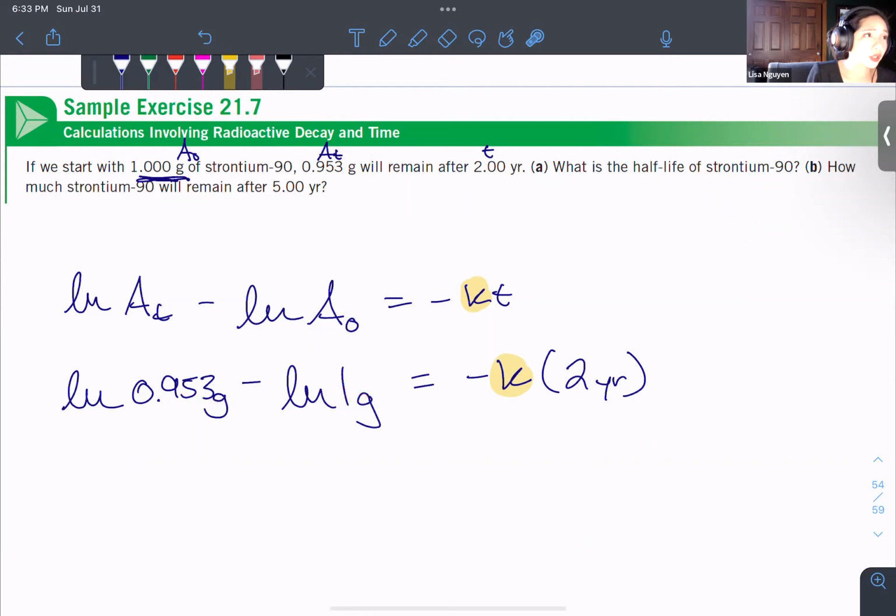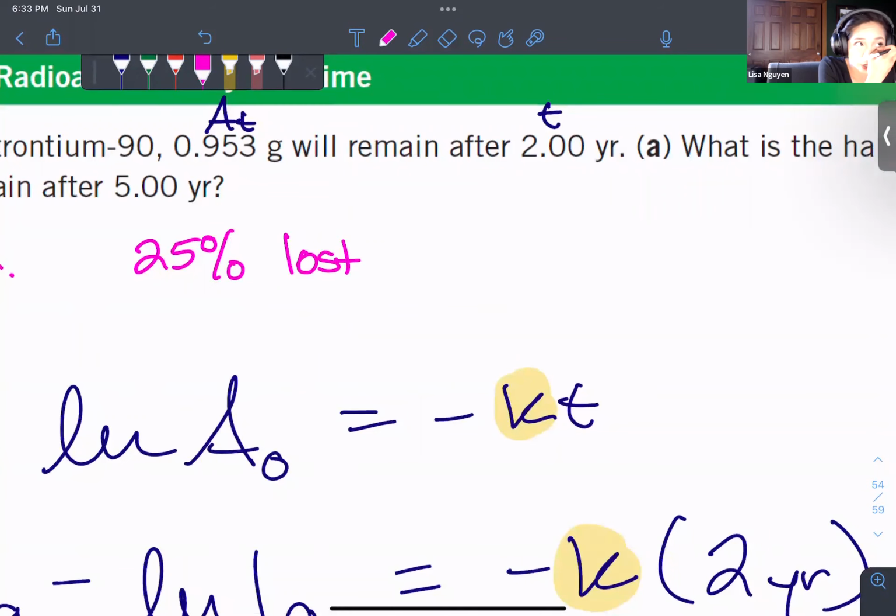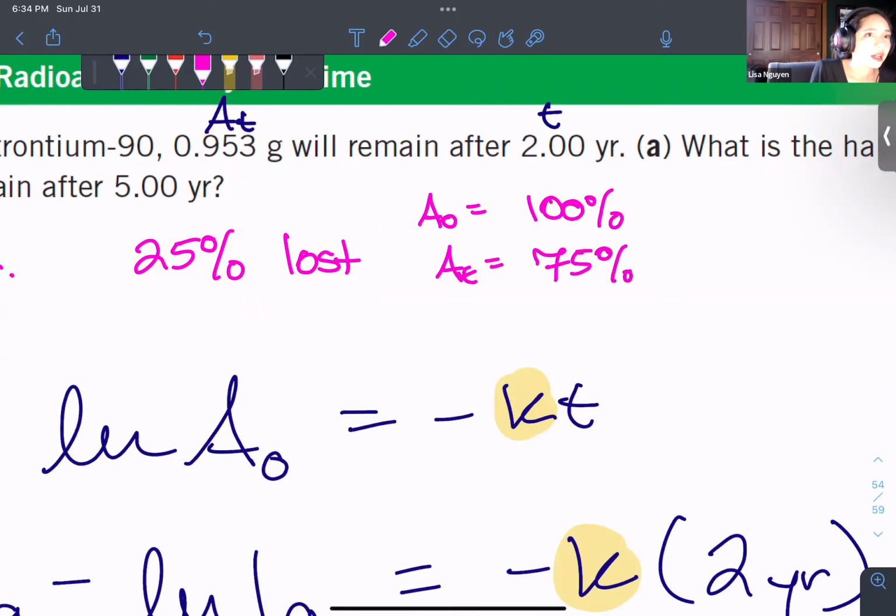If I give you a percentage, like let's say I rewrote this question and I say you start with strontium and it loses 25% of its mass. If the question was worded this way, then you would have to do a little bit of reading comprehension and recognize that you started with 100%. And after some time, if you lost 25%, then what you have left is 75%, right? And so you would be putting 100% in for A subscript 0, your initial concentration.